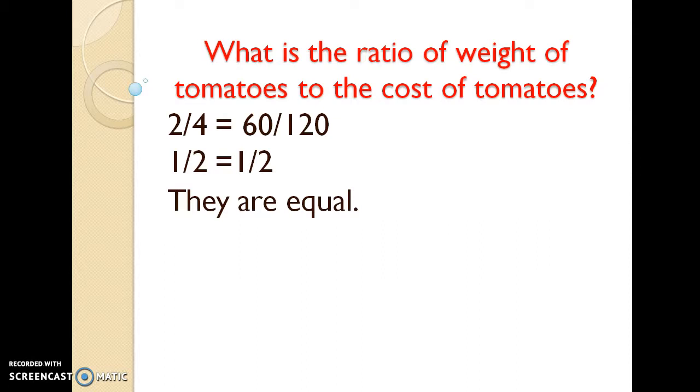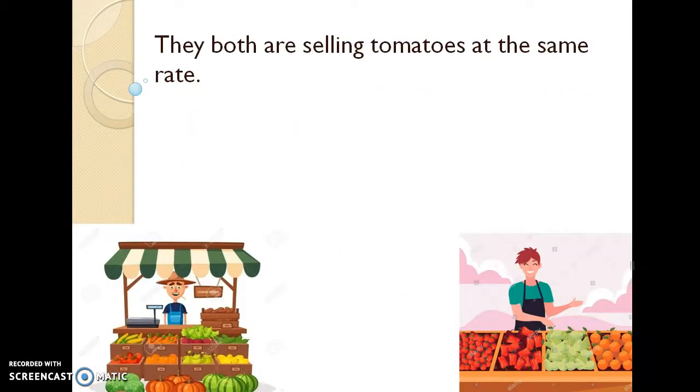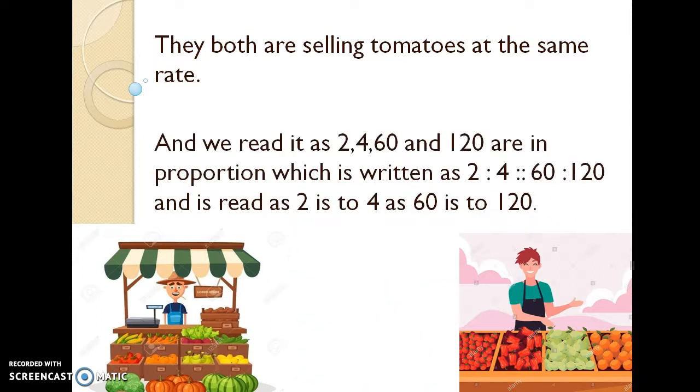So in this way you find that both the ratios are equal. When the two ratios are equal, we say that they are in proportion. Since both the ratios are equal, we say that they are in proportion. That is, both are selling tomatoes at the same price. We read it as 2, 4, 60 and 120 are in proportion, which is written as 2:4 :: 60:120, and it is read as 2 is to 4 as 60 is to 120. This is how it is written symbolically and how it is read.